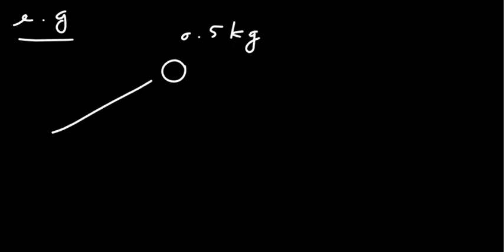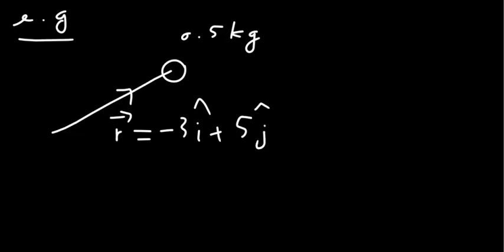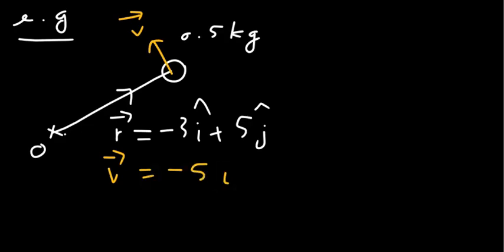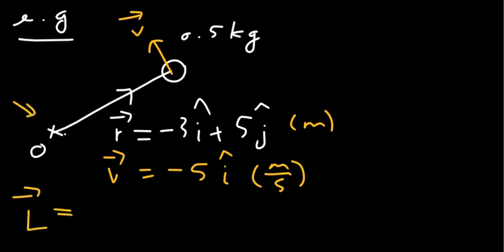Let's quickly look at an example. Assume that you have a mass 0.5 kg with position vector r given as -3i hat plus 5j hat, defined with respect to some origin, with some velocity v defined as -5i hat. So the unit is of course meter per second. The unit for position vector is of course meter. What is the angular momentum of this particle with respect to that origin?